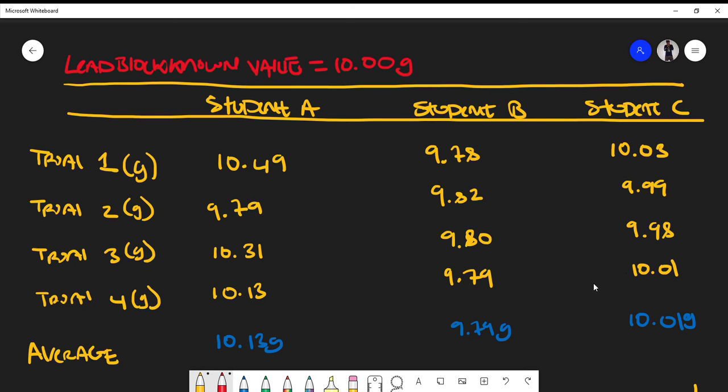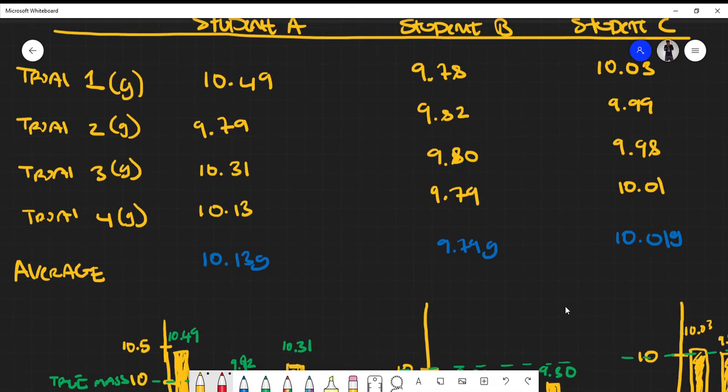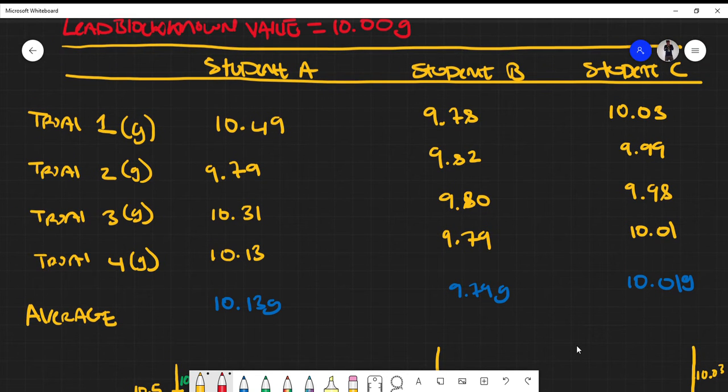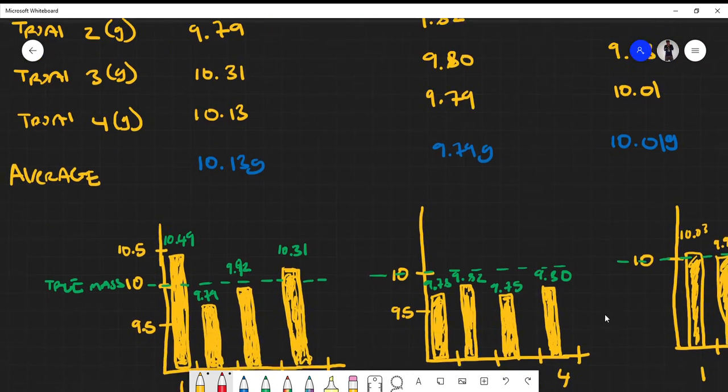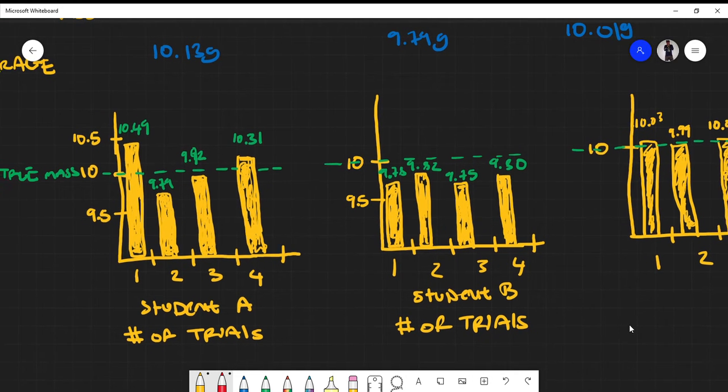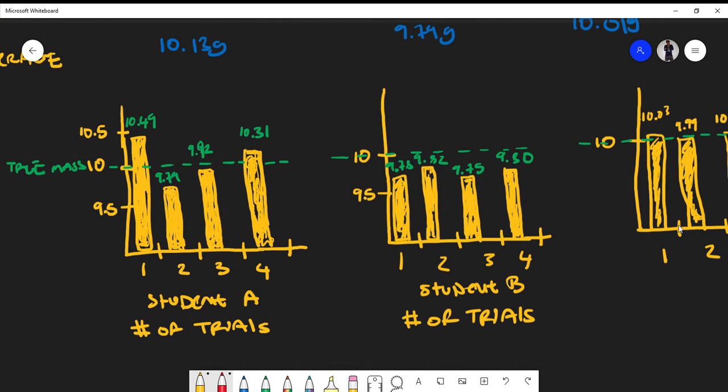Now, it may behoove you to look at this in graph format. It's still relatively easy to do from the table, but let's look at it in terms of a graph. The numbers we spoke about above, we've actually graphed them. For student A, the number of trials is on the x-axis, and our mass in grams is on the y-axis. Here is the true mass of the block, which is at 10 grams, haven't changed. That is the known mass that we know prior to making our measurements.